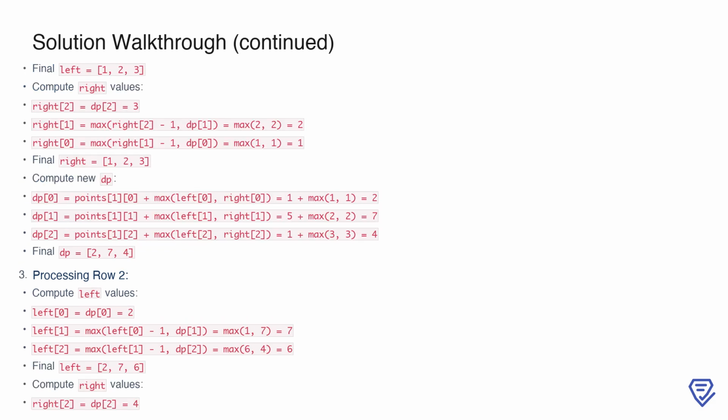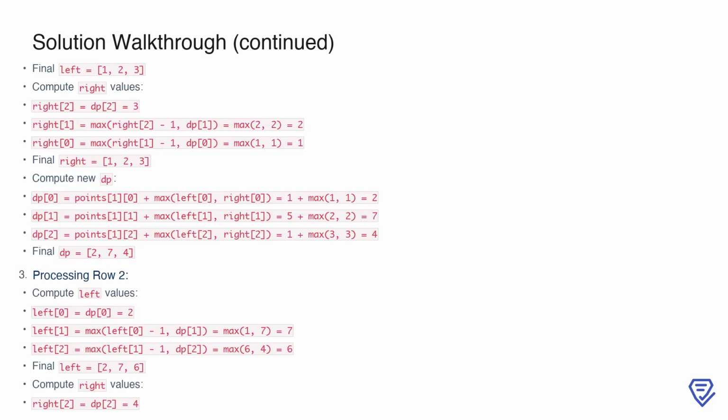After computing the left array, we move to the right array, which tracks maximum scores moving from the right side of the grid. For right[2], we start with the last value of dp, which is 3. Next, right[1] is calculated as the maximum of right[2] - 1 and dp[1], yielding 2. Finally, right[0] becomes the maximum of right[1] - 1 and dp[0], resulting in 1. This gives us the right array as 1, 2, 3.